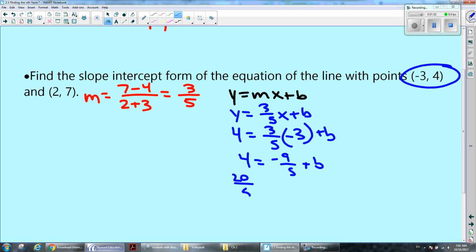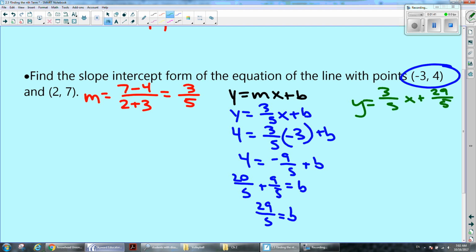Four is really like 20/5. If I add 9/5 to both sides, I get b. So 29/5 is b. So that means in my equation now I have the slope, 3/5 x, and my y-intercept, 29/5. This would be our slope-intercept equation here.